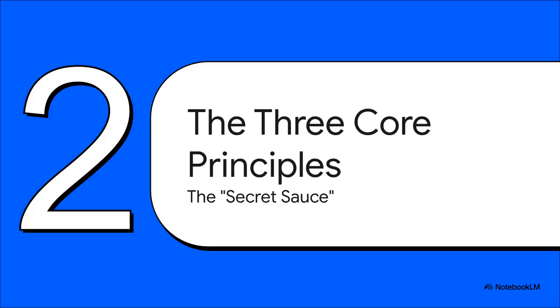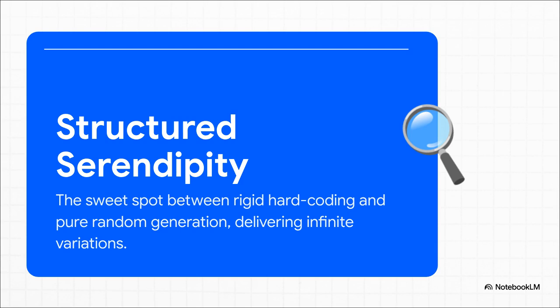Okay, so how does this all work so reliably? It sounds great, but what makes it tick? Before we get into the nuts and bolts, we really need to understand the 3 core principles. This is the secret sauce, the strategic thinking that makes this whole AI pipeline actually work. First up is a principle called structured serendipity. And I gotta say, this is a fantastic concept.